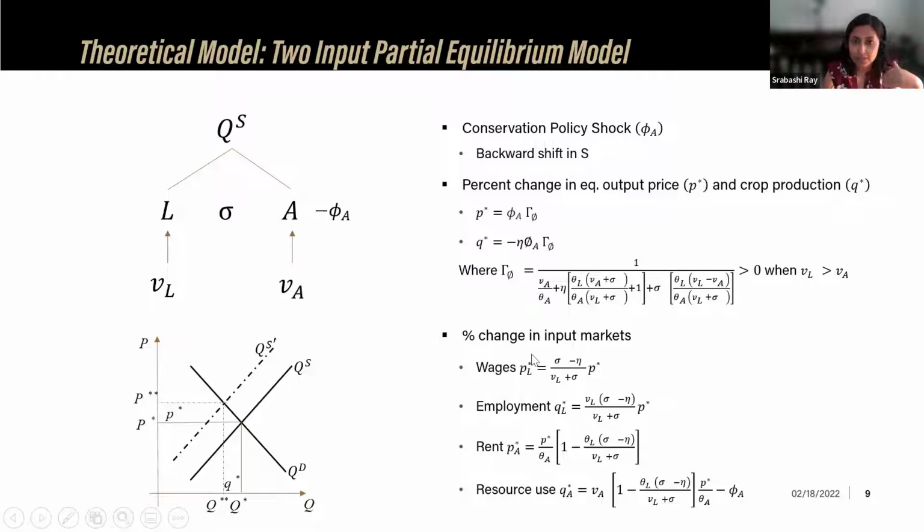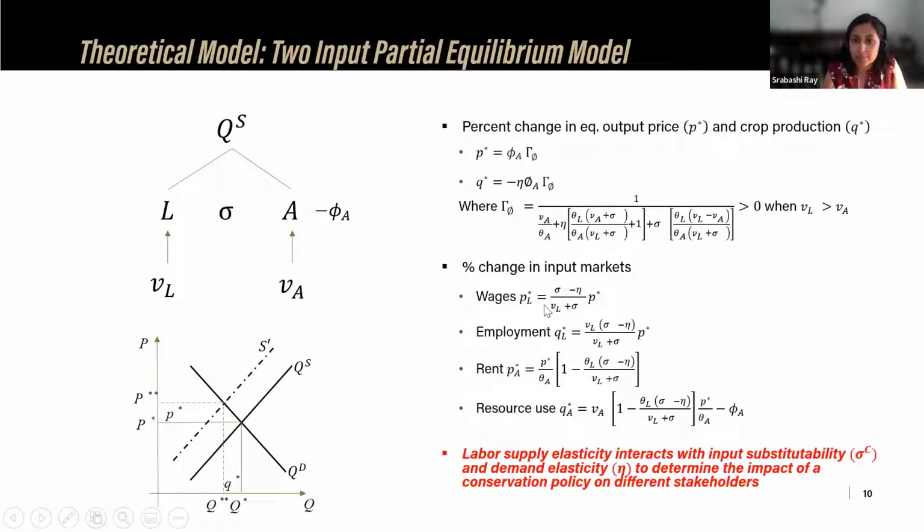We can use the same structure to investigate the change in input markets. So the two figures on the left-hand side characterize the output market, but we can use the same structure to better understand the input market. In the input market, if we look at wages, employment, rent, and resource use, then we see that this important parameter VL, which is in the denominator as well as the numerator in some cases, shows up. Therefore, the labor supply elasticity parameter, VL, interacts with the input substitutability parameter, sigma, and the demand elasticity parameter, eta, to determine the impact of a conservation policy on different stakeholders.